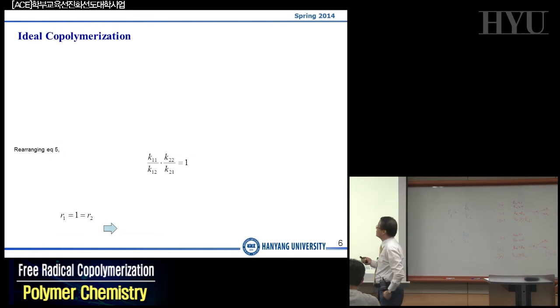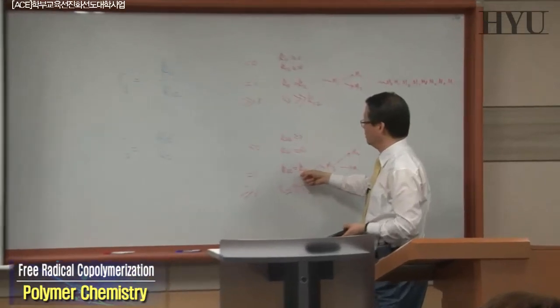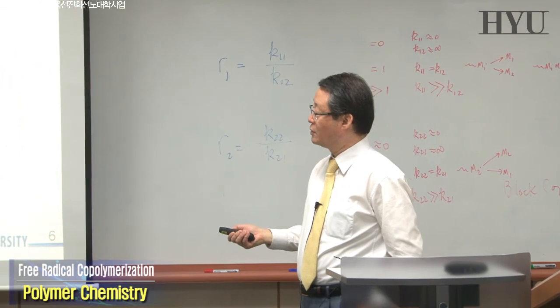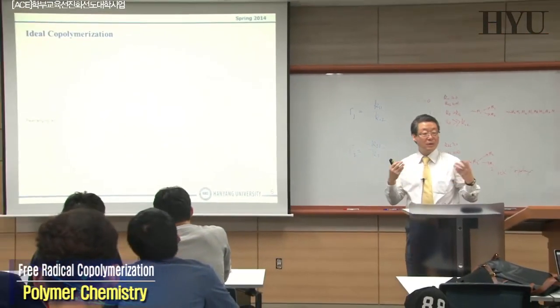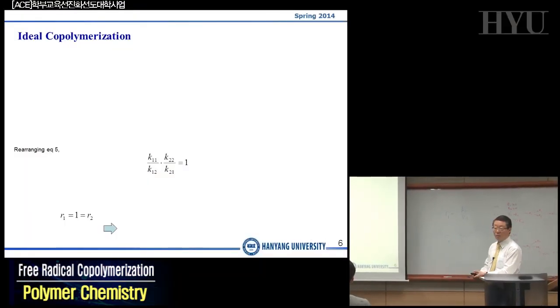Now we need to talk about ideal copolymerizations. Ideal copolymerizations have already been talked about here, where r1 times r2 is equal to 1. This is the case where we have ideal copolymerization reactions or random copolymerization reactions. So you have a random composition in your final copolymer, which is defined as ideal copolymerization or random copolymerization.